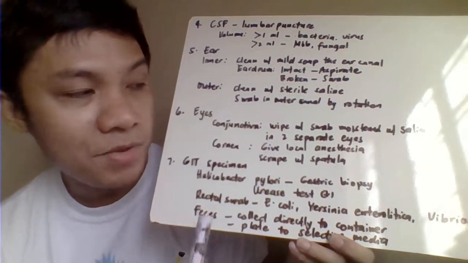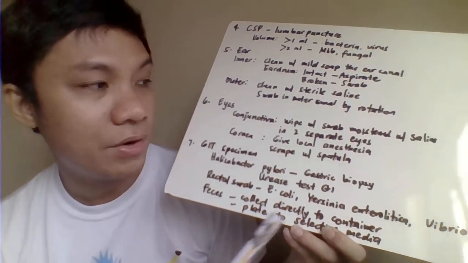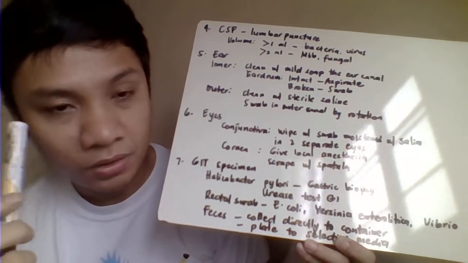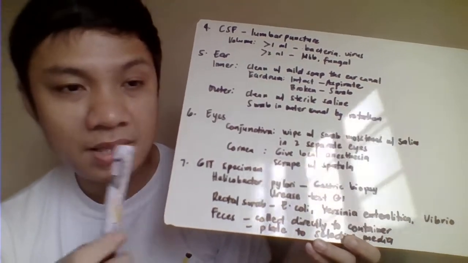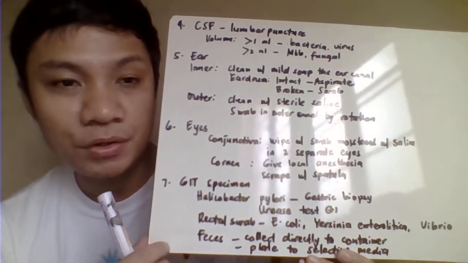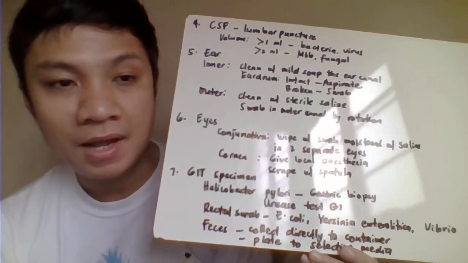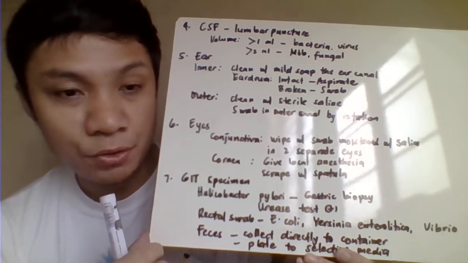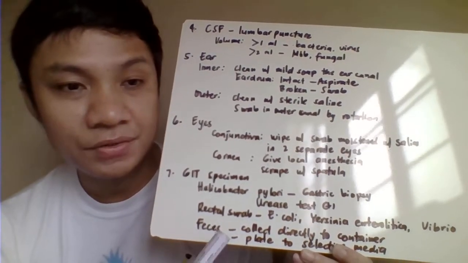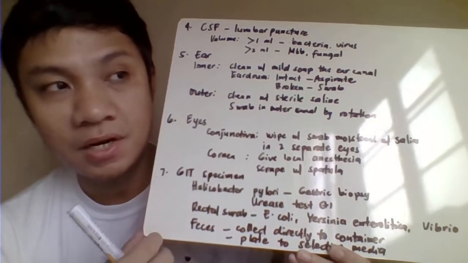Okay, so you swab here, try to moisten that one with your saline, and swab for the two separate eyes with two separate swabs. Then, also try to put your specimen in an anaerobic culture tube, or you could also have your sterile screw cap container for that.